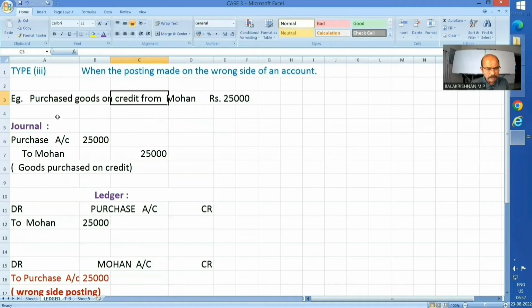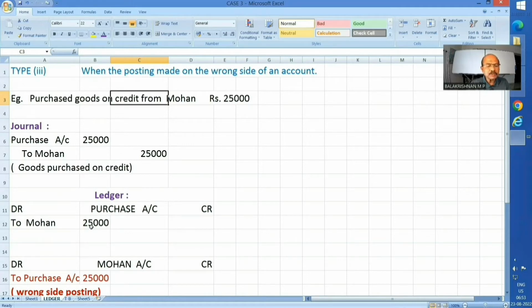Well, let this be a transaction. Purchase goods on credit from Mr. Mohan, rupees 25,000. You know well, the journal entry will be purchase account debtor to Mohan 25,000. So it necessitates a purchase account ledger to Mohan 25,000 entry. Okay, that has been done.